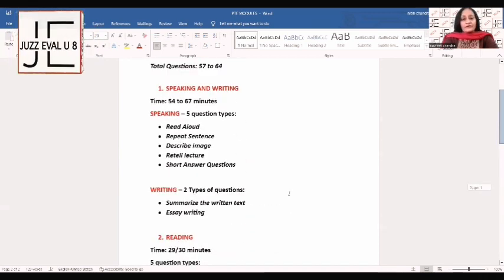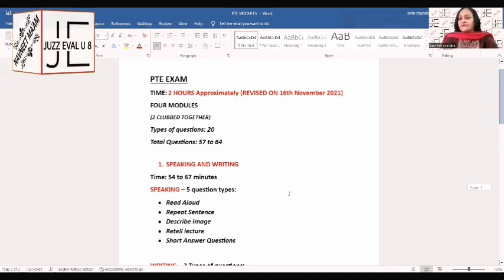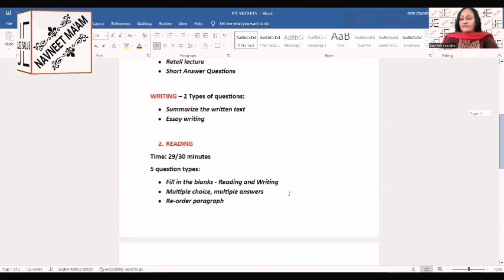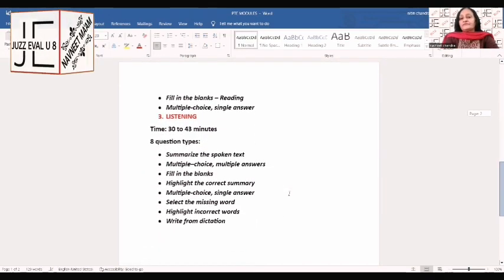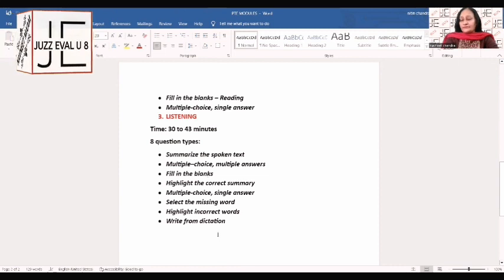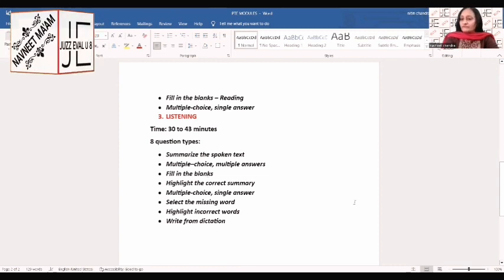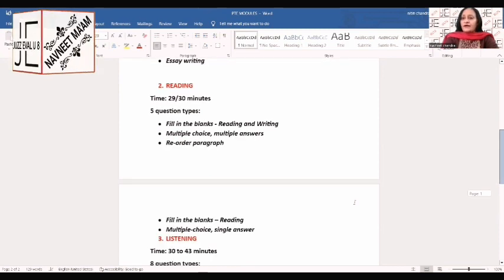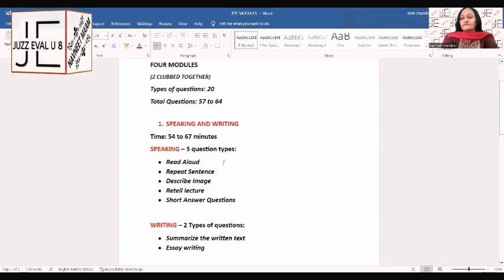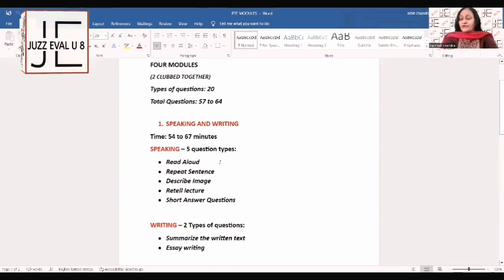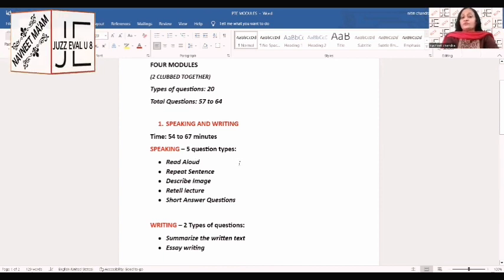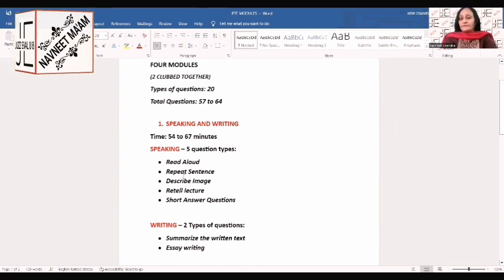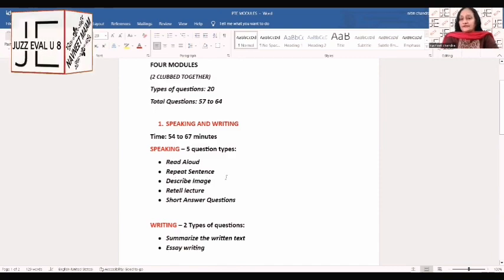Now, you must have understood that speaking and writing have a total of 7 questions. Reading has 5 questions and listening has 8 questions. So a total of 20 different types of questions. But you can be asked 2 or 3 questions of the same kind. Like if you get read aloud, it won't be just one question. You can get about 3 to 4 questions of read aloud. Again, the same for repeat sentence.